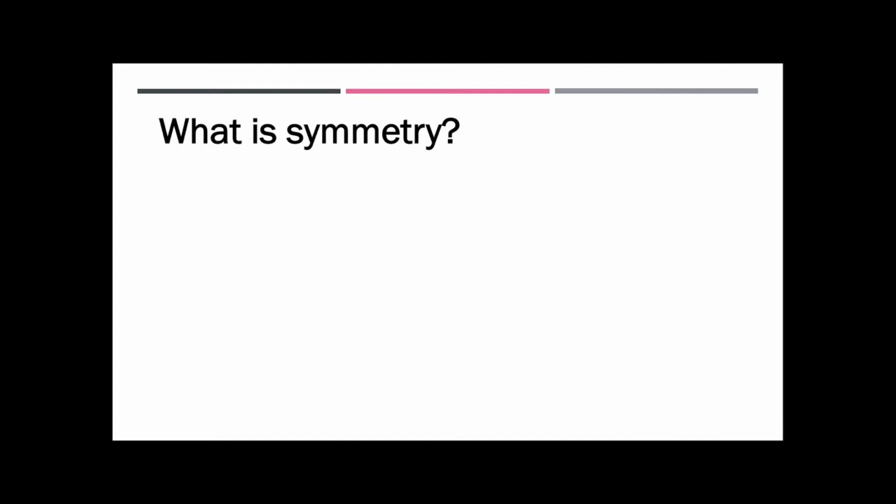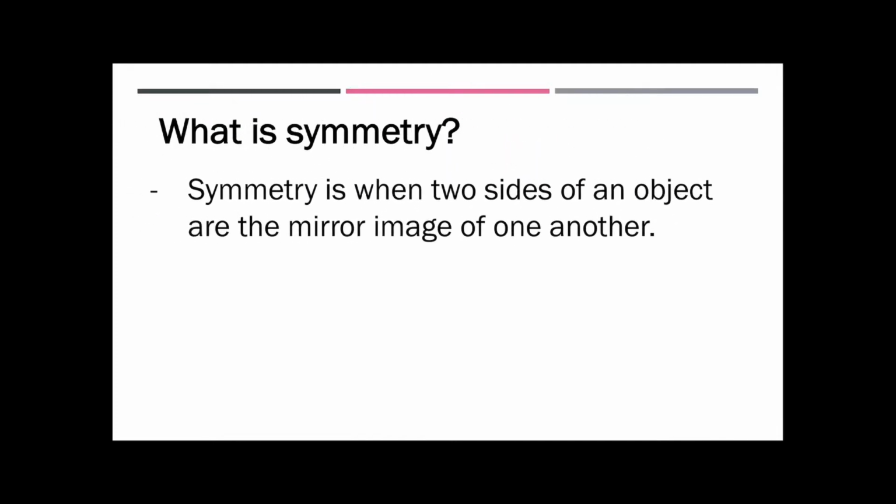What is symmetry? Symmetry is when two sides of an object are the mirror image of one another. Take a look at this green triangle. If I were to fold it down the middle in half, the edges would match perfectly. That's what symmetry is, when the edges match perfectly.